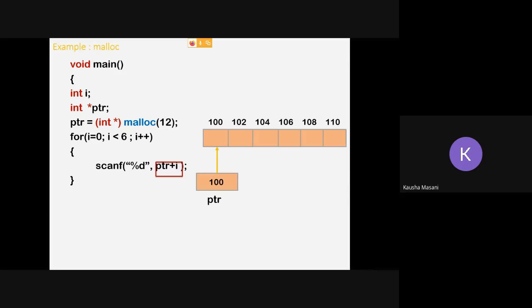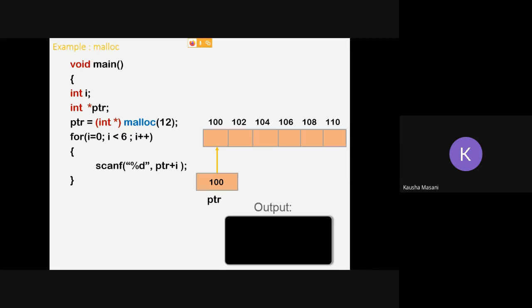Okay, it is highlighted. That is what I tried to show you. With the help of ptr plus, I am going to take values for each of the memory blocks. So in the output, when you run this program, this is what you are going to write: 5, 10, 15, 20, 25, and 30. This is how in the memory block it is going to get stored.